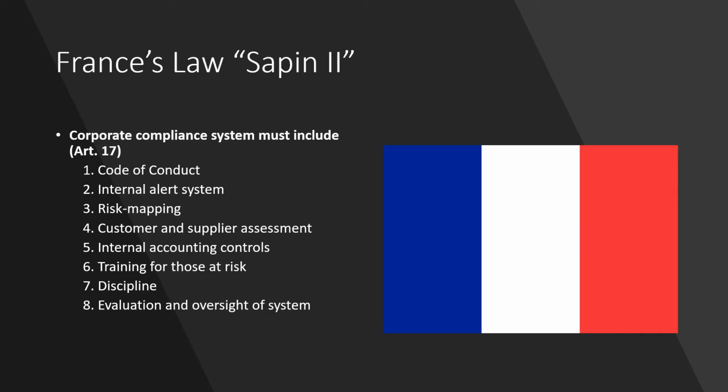That uniformity between compliance requirements carries between languages as well. So in France, under Article 17 of the Sapin 2 law, again, we see the same basic elements of a compliance system. These are the compliance requirements for large corporations under the Sapin 2 law, and they largely track directly to what we see, for example, under the U.S. sentencing guidelines.